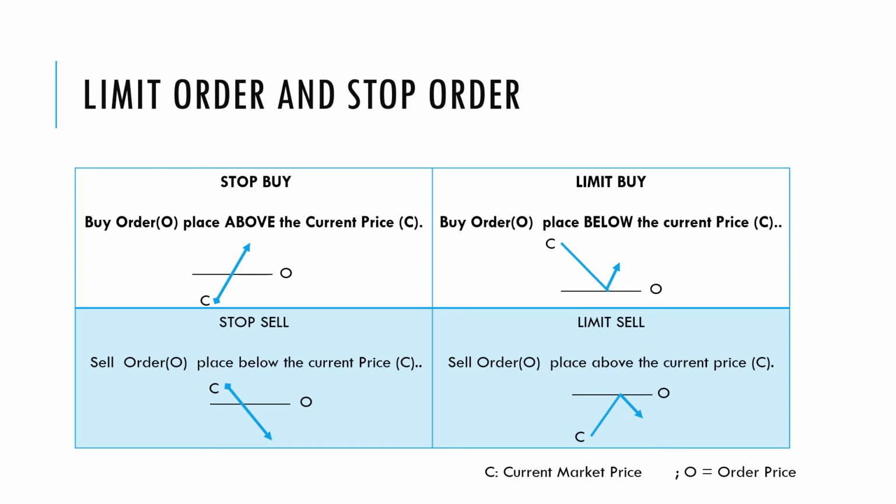This slide is to illustrate limit order and stop order. In general, stop order executes the order in anticipation of the rising and falling of the price. Meanwhile, for limit order, it executes at the value to buy or sell, and believes the trend would reverse.